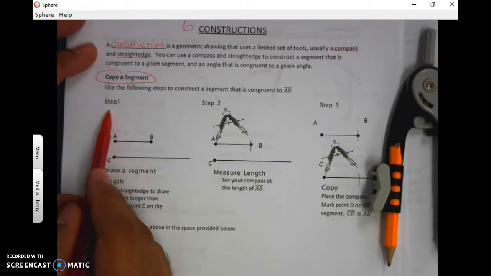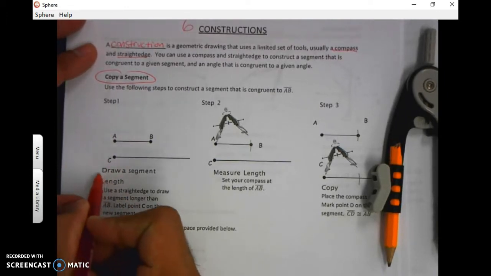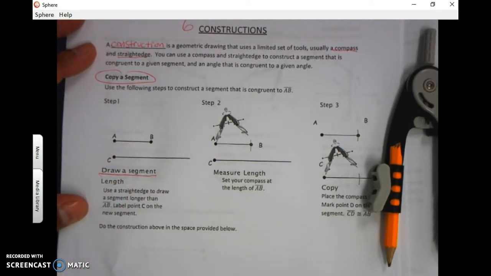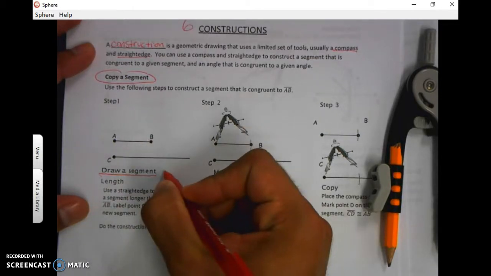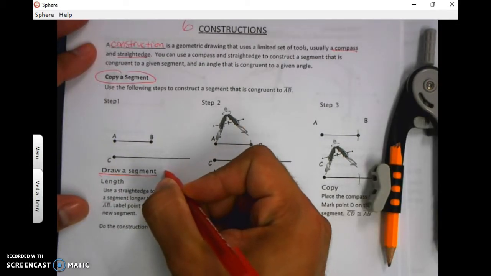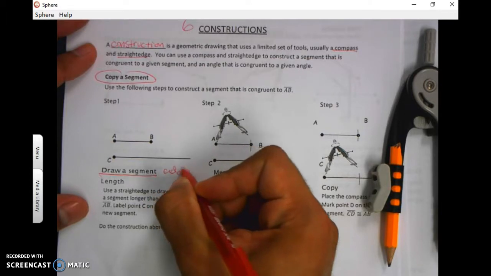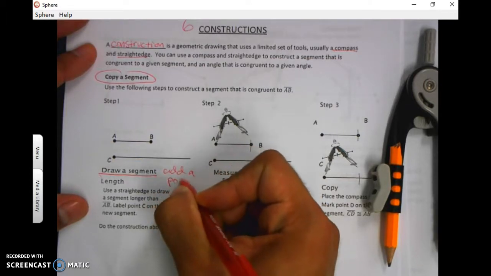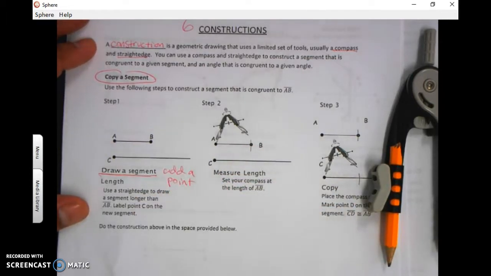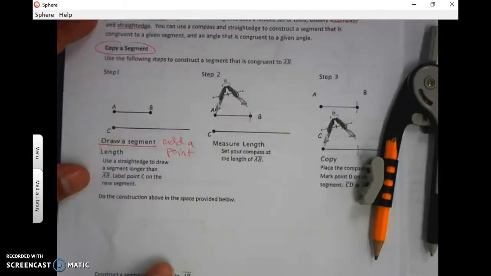So look at step 1. What does it say? Draw a segment, and I'm going to add a point near the end of it. Okay. So what I want you to do in this little space down here where it says do the construction, we're going to do the construction.